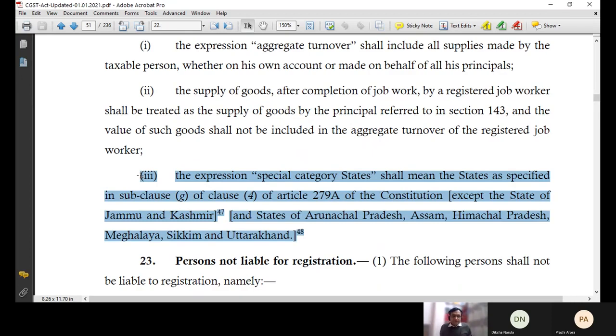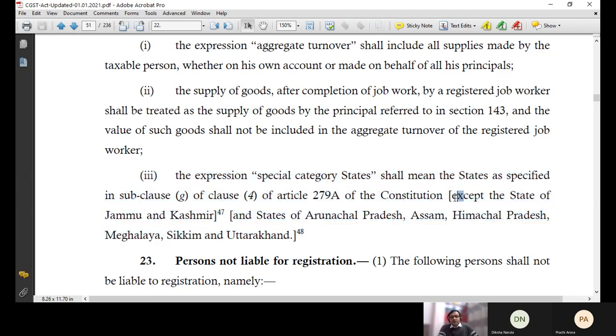So which are special category states? It is not written in the GST Act, it is written in the Indian Constitution. So check Article 279A clause 4 and subclause G. Whatever special category states are defined in that article, for the purpose of registration, from those states exclude which states? Exclude the state of J&K. Now, of course, J&K has become a union territory now. But let us read it. Except the state of J&K, state of Arunachal Pradesh, Assam, Himachal Pradesh, Meghalaya, Sikkim, and Uttarakhand.